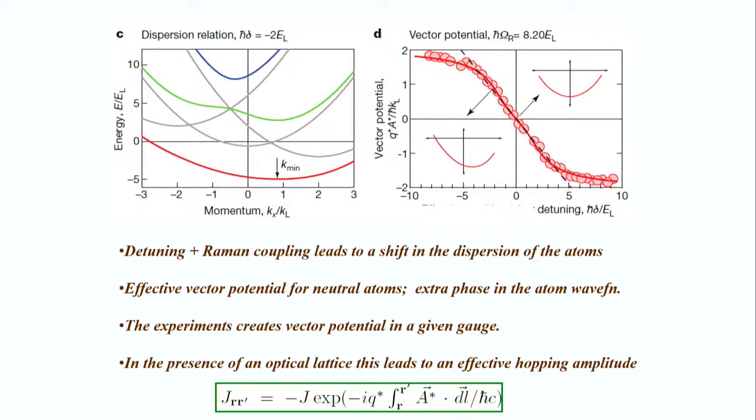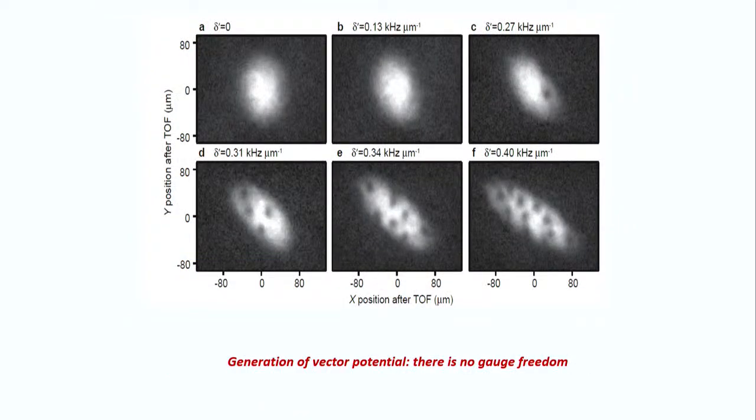And in the presence of an optical lattice, and after doing some tricky things, you can make this dependent on the position, and essentially this gives rise to a hopping strength, which is this J, which precisely has this phase built in. Okay. So this is one way where, by using an external Raman laser, you can generate an abelian gauge field. And you can actually see that it is really a gauge field.